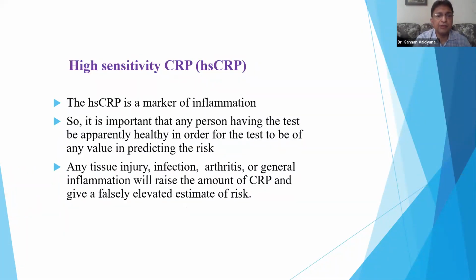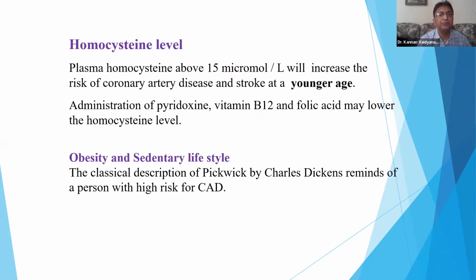Now, the HSCRP is a marker of inflammation, and it's important that any person having the test should be apparently healthy. Otherwise, it may not have much value in predicting the risk. For example, tissue injuries, infections, arthritis, general inflammation can raise the amount of CRP and therefore also elevate the HSCRP and therefore give a falsely elevated estimate of risk. So it should be in the normal state of health before it can be used as a marker.